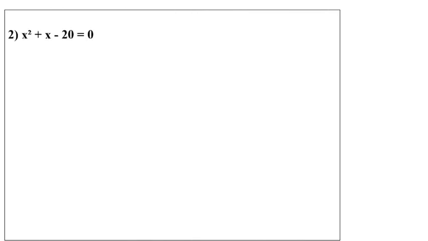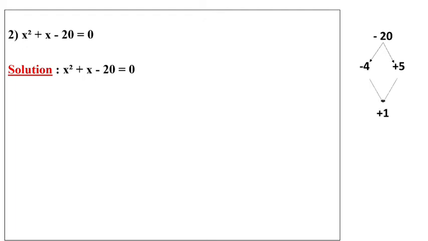The second one is x square plus x minus 20 equal to 0. So x square has the coefficient 1, and then minus 20. So 1 into minus 20, we get what? Minus 20. Here we want plus 1, because the middle term is x, the coefficient is 1. 4 times 5 is 20. We want positive 1, so we'll put the positive sign on the 5 and the negative sign on the 4. So 5 minus 4, we get positive 1.